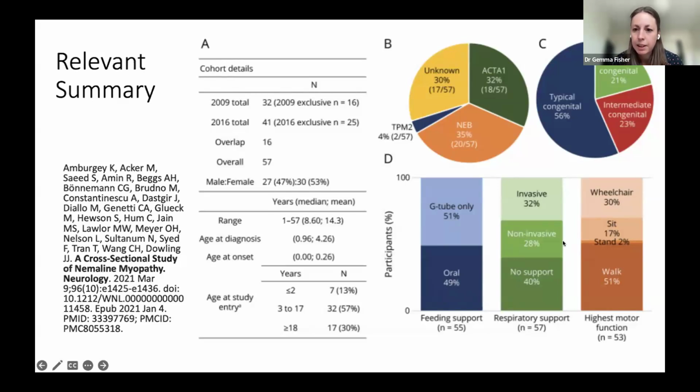32% need invasive ventilation, so that's a breathing tube and breathing support. 28% of people need non-invasive ventilation, so that's a mask and breathing support via a mask, and 40% don't need any. And then 51% of patients with Nemaline myopathy are able to walk, where the others are needing a wheelchair or various degrees of support.